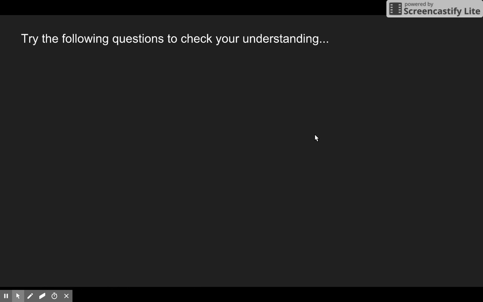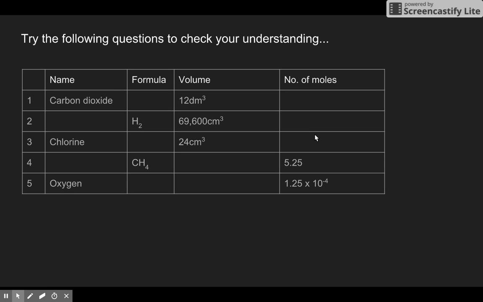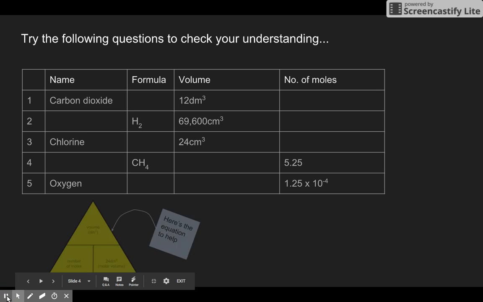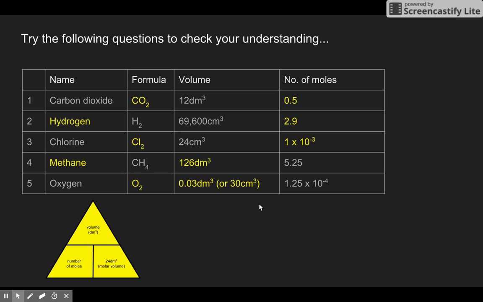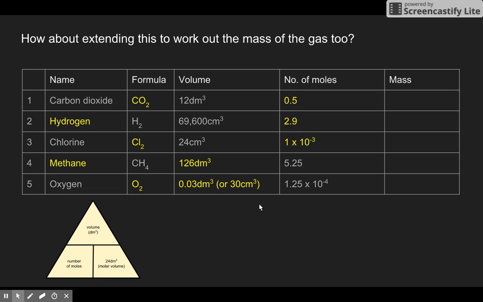So have a go with this question here. The idea is you've got to fill in the formula of carbon dioxide here. If you had this volume, how many moles would you have? Give the name, here's the formula. If you had this volume, how many moles would you have? Press pause until you're ready to go. Here's an equation to help. And there are the answers. Make sure you get those correct.